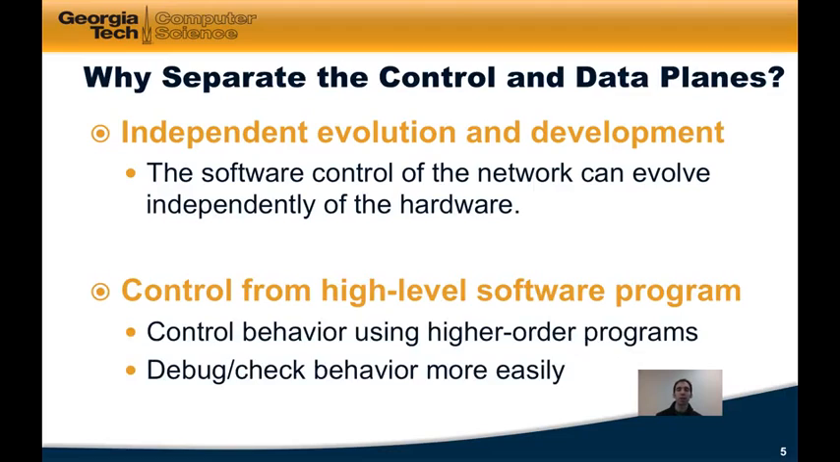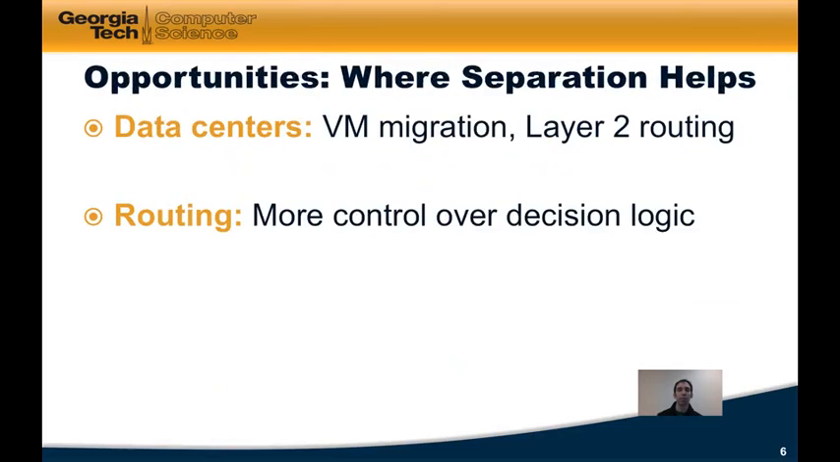A second reason to separate the control and data planes is that it allows the network to be controlled from a single high-level software program. So higher order programs could control the behavior of the entire network. And in doing so, not only is it easier to reason about the behavior of the network, but it's also easier to debug and check this behavior.